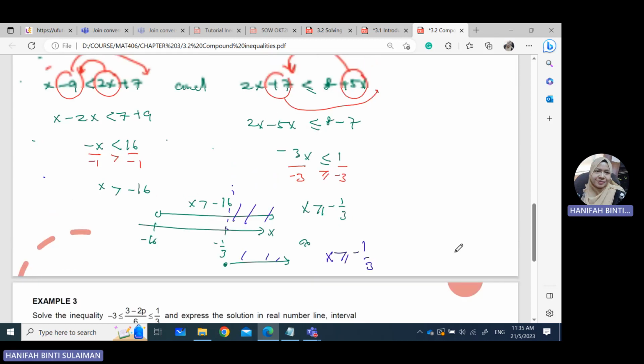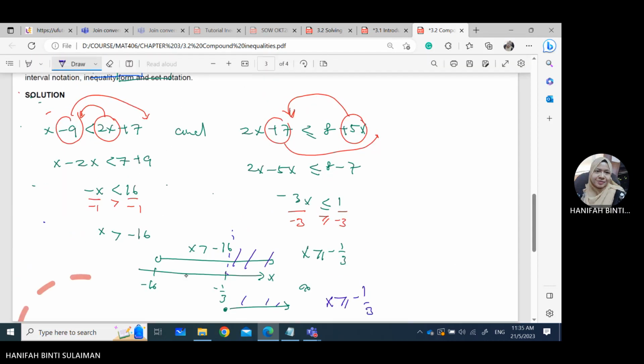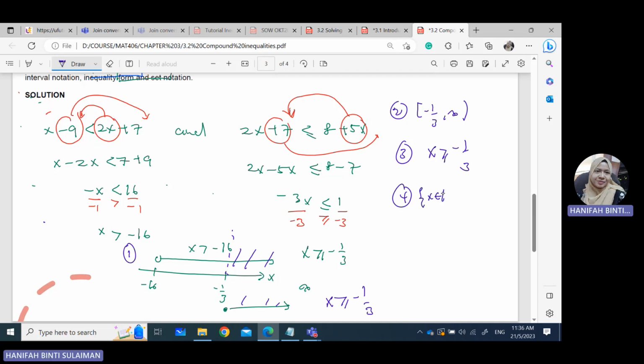Right. So dalam number 1, number line. So this one in number line. Interval notation. So interval notation is negative 1 over 3, it is approaching to infinity. So number 3 in inequality form. So in inequality form, x is greater than or equal to negative 1 over 3. Number 4, set notation. So x such that x is a real number such that x is greater than or equal to negative 1 over 3.